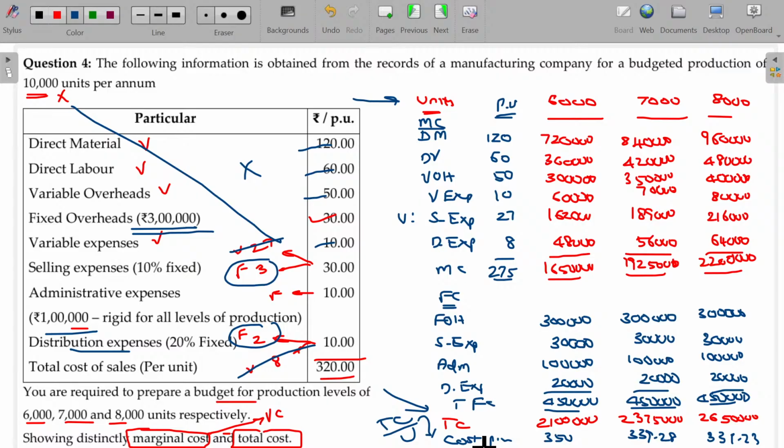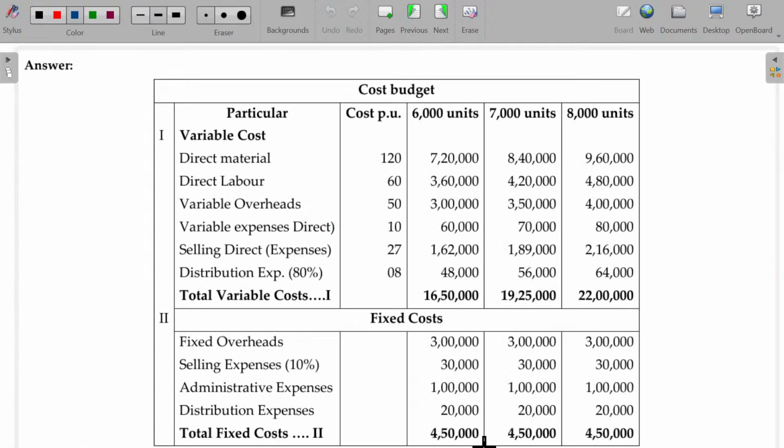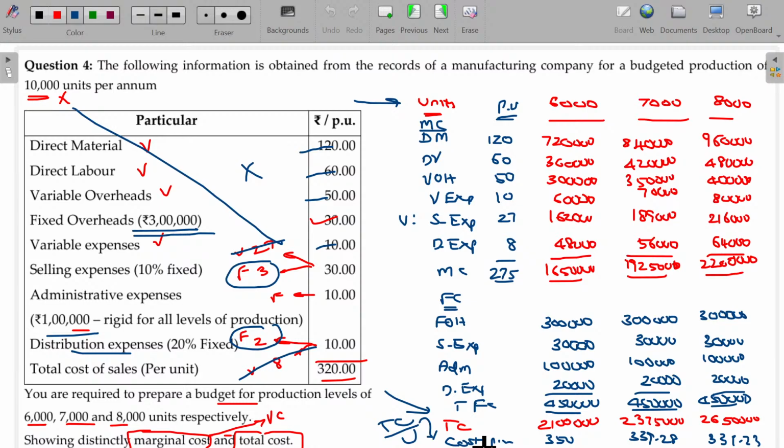Shall we move on to the next one? Question number 5. Shall I move on to that? Come on, make it faster. Online students, text me.